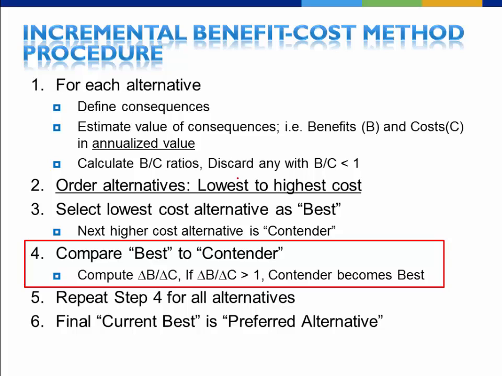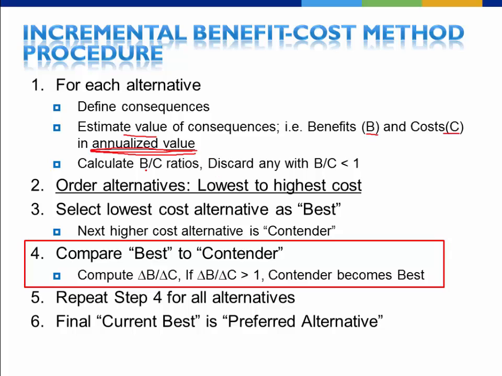First, for each alternative, you have to define the consequences. And in this case, the consequences are to estimate the value of benefits and cost. This is really important in an annualized value. Every time that we're going to do this type of analysis, you have to move everything into an annualized value. And that's why the equations that I gave you at the beginning are very important.